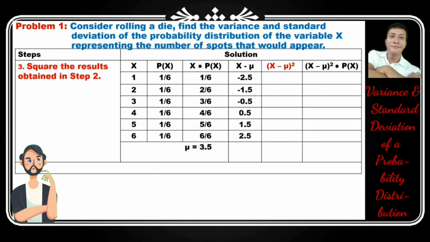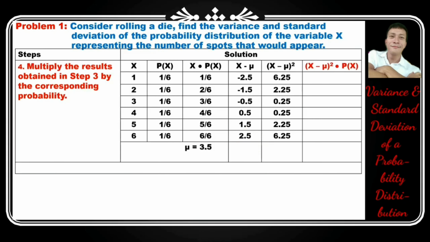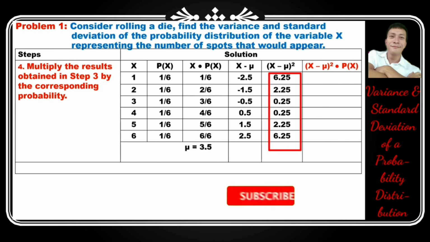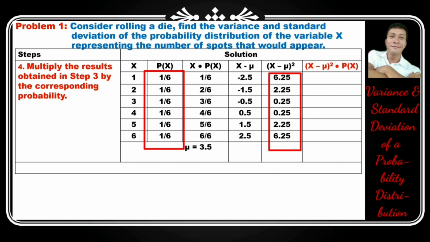For our step 3, square the results in step 2. To proceed, negative 2.5 squared is 6.25, negative 1.5 squared is 2.25, 0.5 squared is 0.25, 0.5 squared is 0.25, 1.5 squared is 2.25, and 2.5 squared is 6.25. For our next step, step 4, we will multiply the results obtained in step 3 by its corresponding probability.